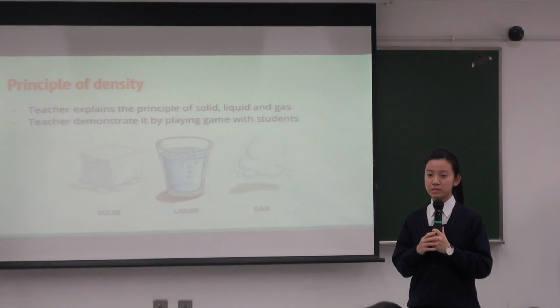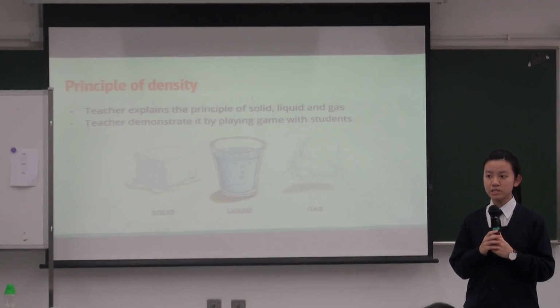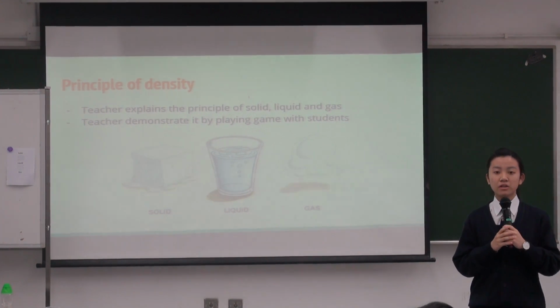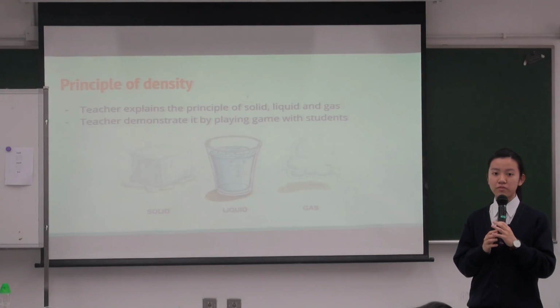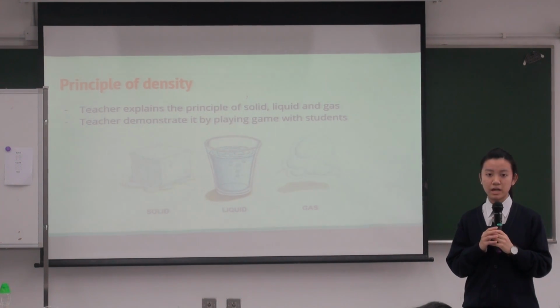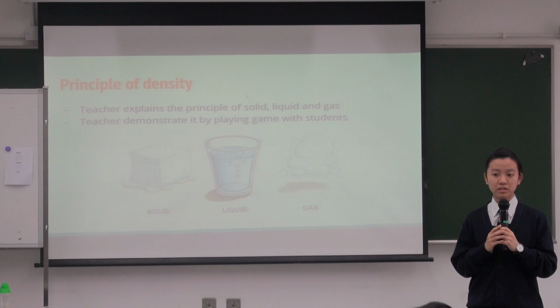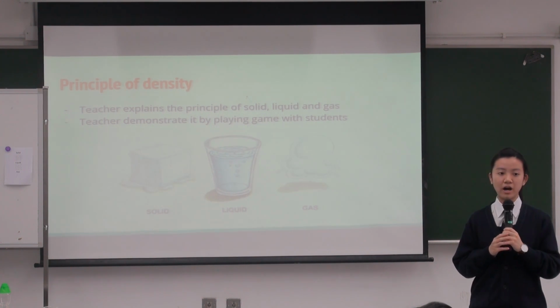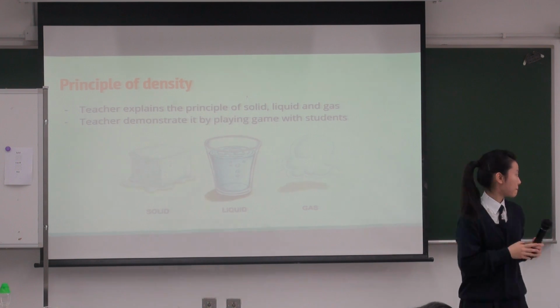And aside from explaining the concepts of solid, liquid, and gas, we explain that things whose particles have a greater distance between them will have a lower density, and vice versa. And also we will explain that things with a lower density will float and things with a high density will sink.